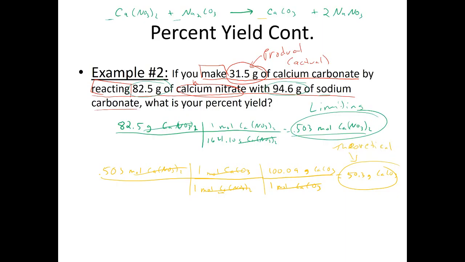Alright, so now I know my actual yield, I know my theoretical yield. I've got one more step. It's going to be 31.5 grams over 50.3 grams, right? And then times 100, and that should give me 62.6% yield. And we should label what this is, calcium carbonate. Done.